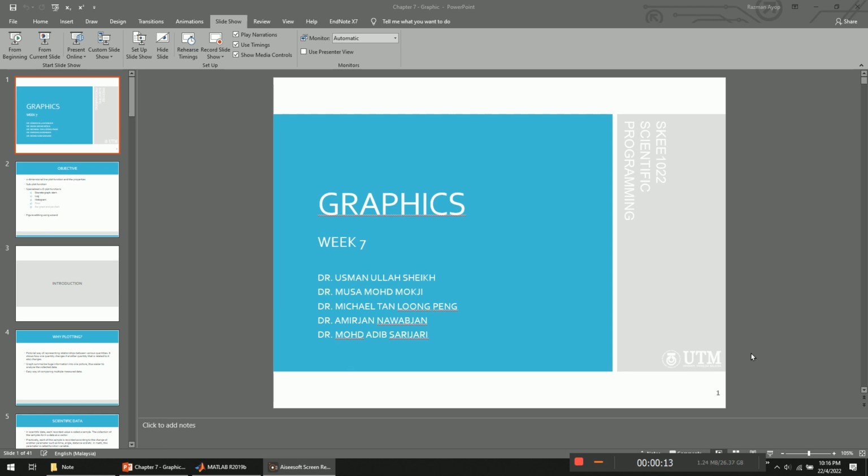So today we continue with chapter 7, which is graphics. You already learned how to create data, how to operate, how to create a function, and how to save and load data. Now you have to process the data in the form of graphics, like a chart or bar graph. So today we will learn about that.